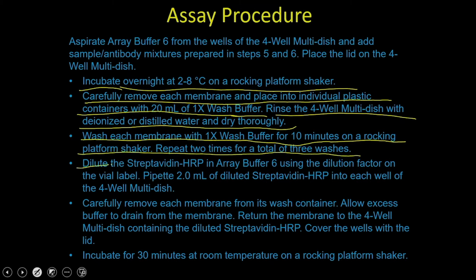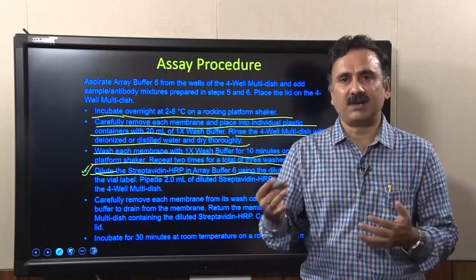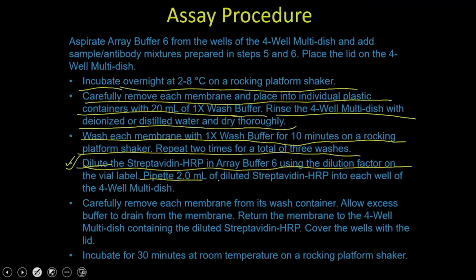Then you are going to do the detection of the sample. Now your membrane is ready to be detected by the streptavidin HRP system. Then you pipette 2 ml of diluted HRP mixture into each well of the 4 well multi dish.